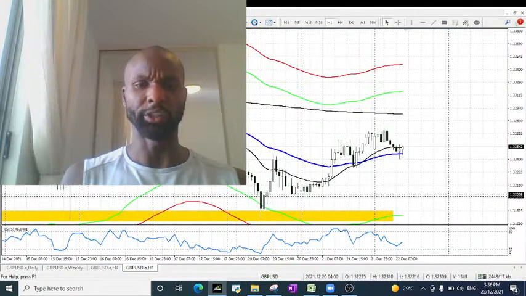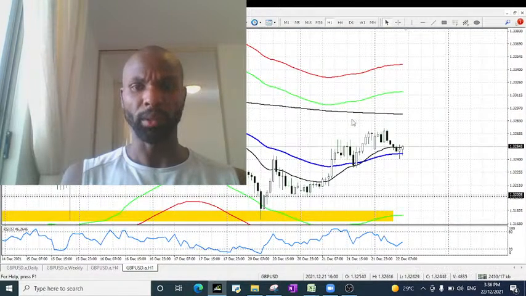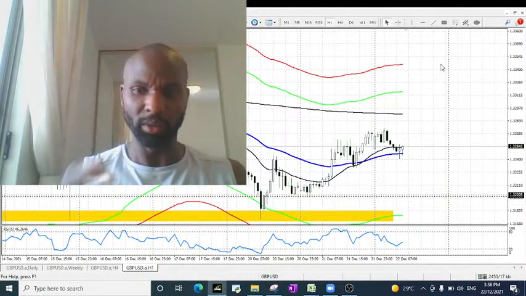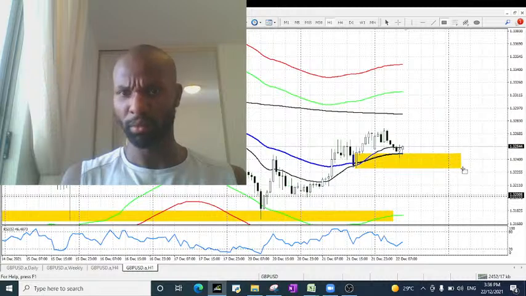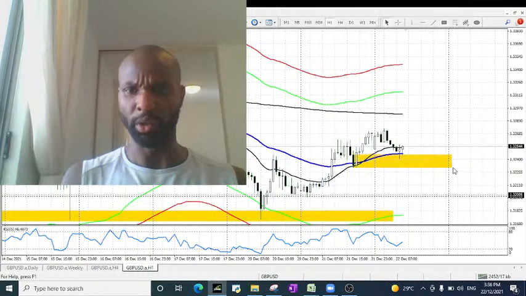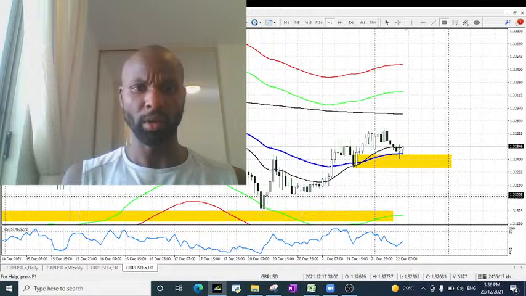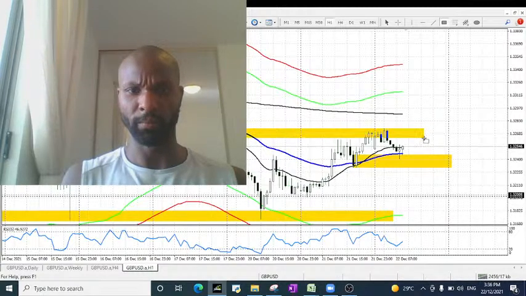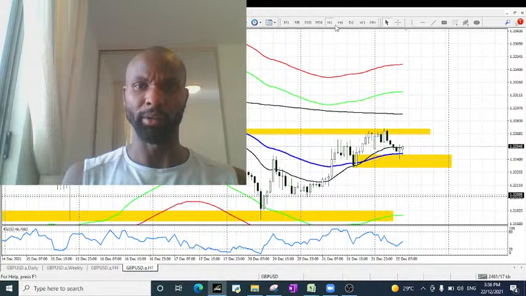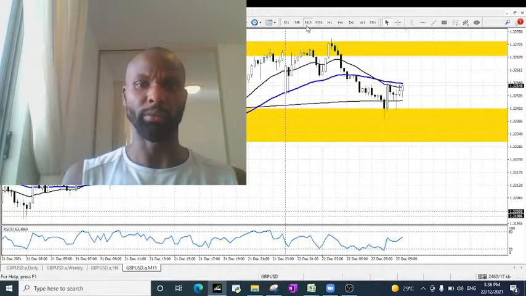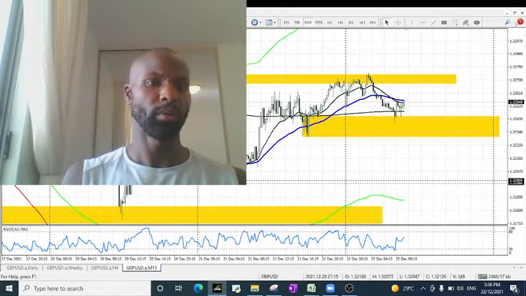So on the hourly chart, of course, before you start, the first thing you do is to map out your zones. Here, we have a zone, we rejected here, coming back into that zone now, and we are rejecting. We have a small area of consolidation here. You can see it properly if you move to a lower time frame.